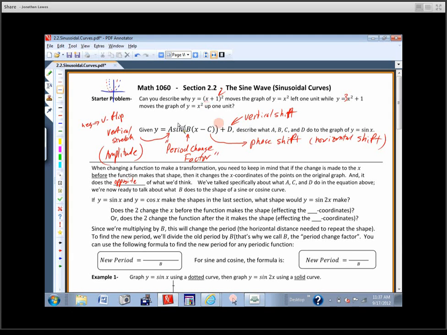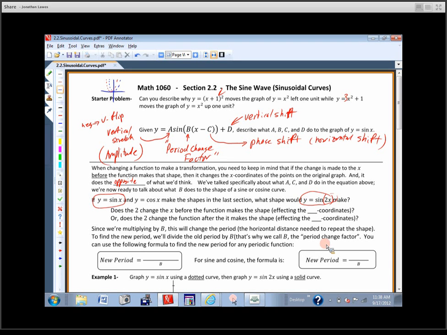So we've talked about what A, C, and D do, but now we're ready to talk about what B does to the shape of a sine and a cosine curve, okay? So if we've got these two shapes, which were both sinusoidal curves, they were just those wave functions that we talked about last time, what do you think y equals sine of 2x would make? So it looks a heck of a lot like this one. The only thing that's changed here is we've put a 2 in front of the x. So if we were to put parentheses around this, like we could, it takes the angle that we plug in, doubles it, then we'd figure out what the sine ratio of that particular angle is.